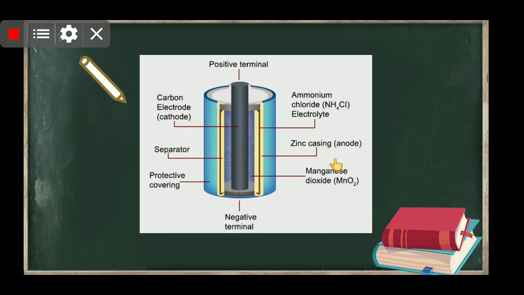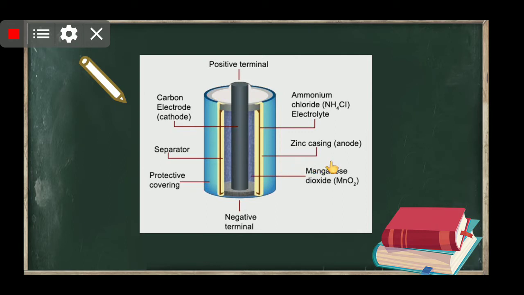This carbon rod is acting as a cathode, and the zinc casing is acting as an anode. As you can see, the protective covering is there. If you cut a cell of Duracell or Everyday, you will see this structure in its internal portion. The main thing I would like to tell you here is that the graphite rod will act as the cathode, and the zinc casing will act as the anode.